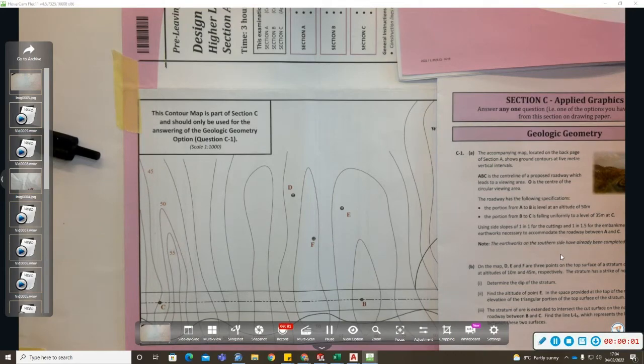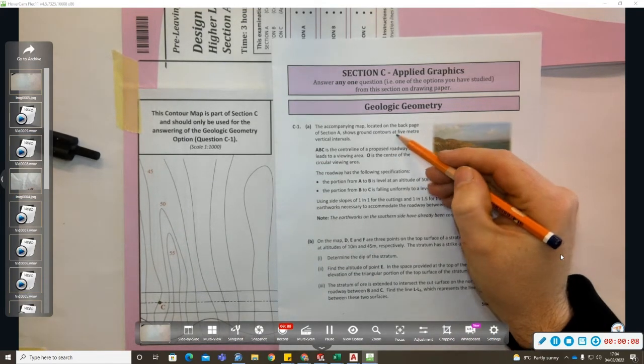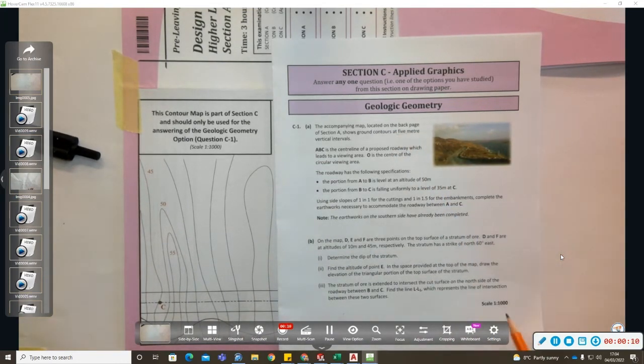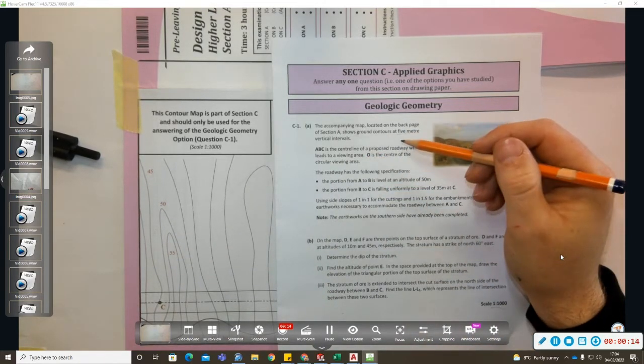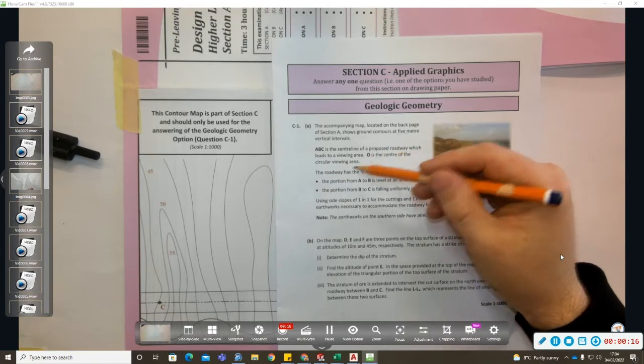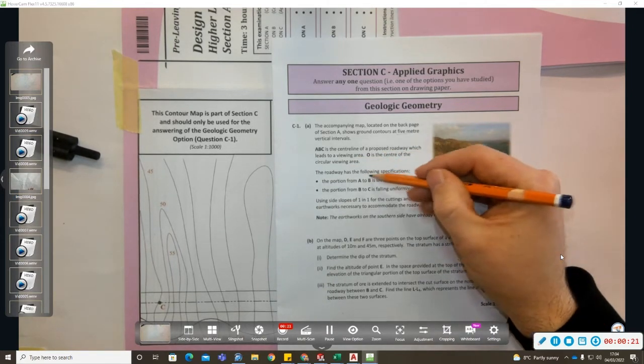Okay, so welcome to the 2022 mock exam question C1 Geological Geometry. So we've got ground contours at 5 meter intervals, scale 1 is to 1000. ABC is the centre line of the proposed roadway, OC is the centre of a circular viewing area. The roadway has the following specifications.